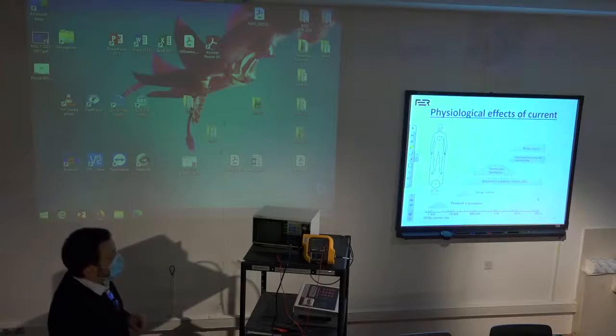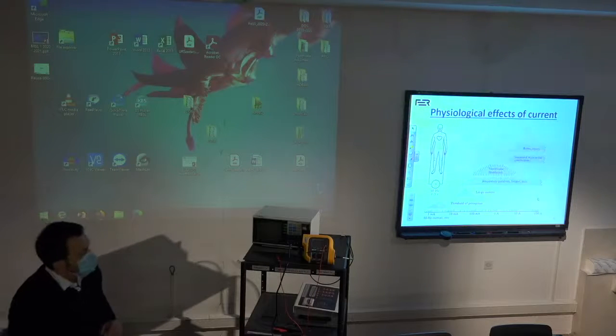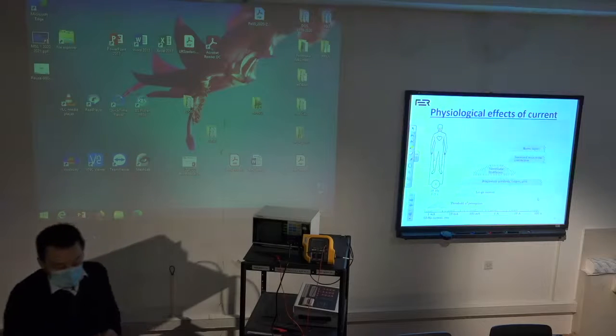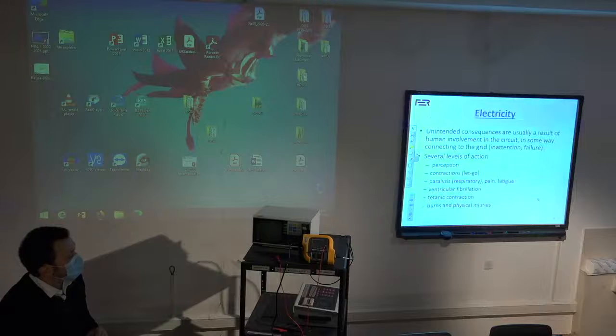And then of course you have the other consequences: respiratory paralysis, fatigue, pain, ventricular fibrillation, and here we go to the end stage of the tissue. That means that these values will very soon cause some kind of final destruction of either myocardial muscle or skin or something like that.